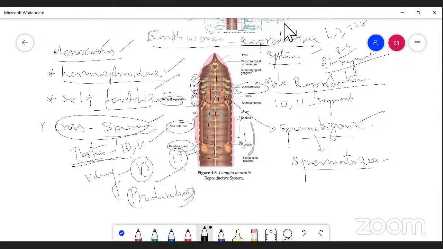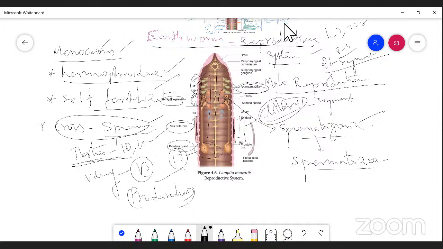There is a bulge structure whose name is the clitellum region. The clitellum region is the reproductive fertilization site. In the earthworm, this small bulging part is the clitellum region. The worm also releases cells from the ovary to the clitellum region, and the spermatheca also releases the sperm cells to the clitellum region. From there, fertilization happens.